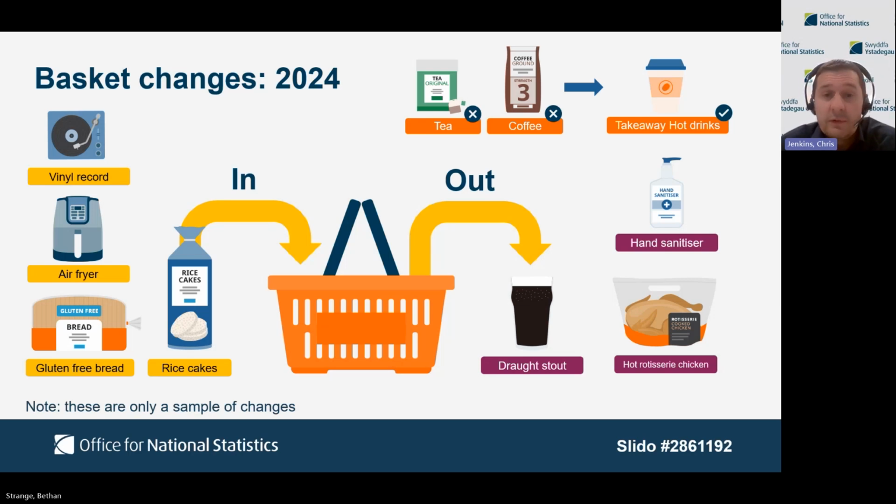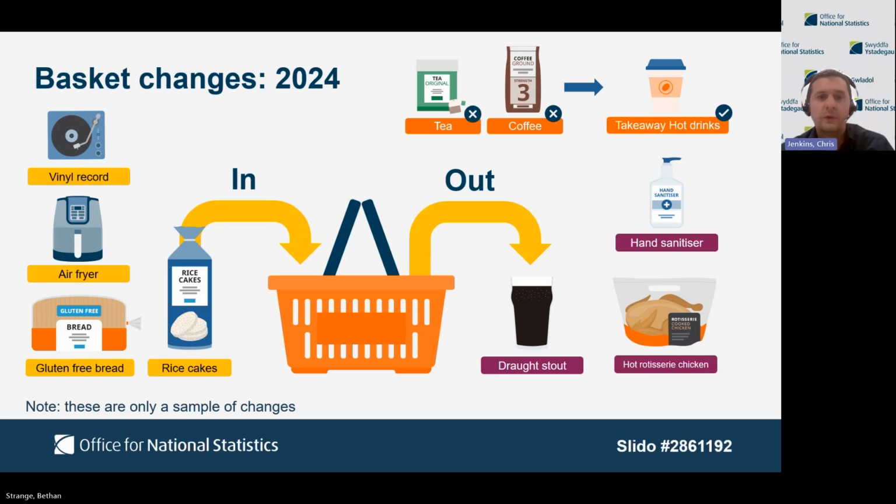Rice cakes were introduced to expand the representation of cereals, with our research suggesting a growing popularity as part of a healthier lifestyle. And then the analysis of a broad balance of representative items within our basket highlighted a need to improve coverage across a range of categories, including recorded media, games, toys, and hobbies. In this case, vinyl records were added back into the basket for the first time in over 30 years, reflecting a resurgence in the popularity of vinyl records.